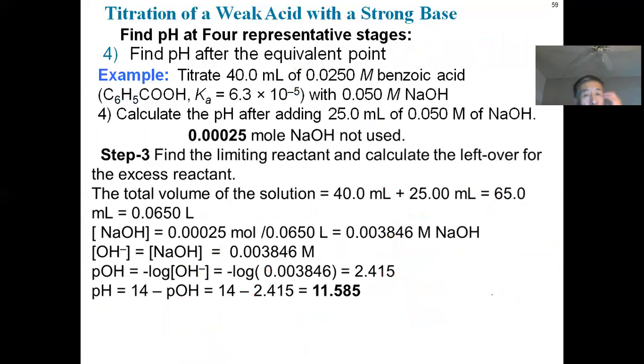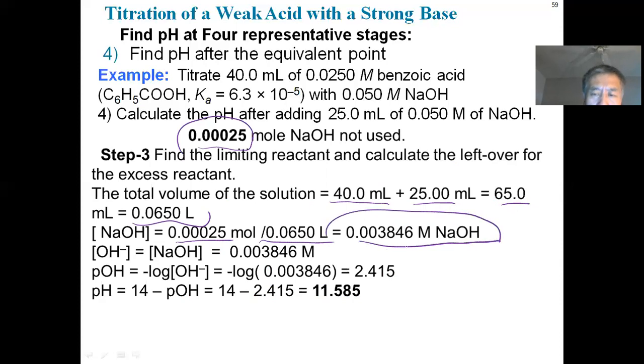To do the calculation for the strong base, you just see how much is left over. So we have this amount more. Then you see what the total volume is. Total volume is 40 plus 25, 65, which is 0.065 liters. So take the moles divided by liters, and get the concentration of the leftover NaOH. That dominates. So this strong base dominates the pH of the solution.